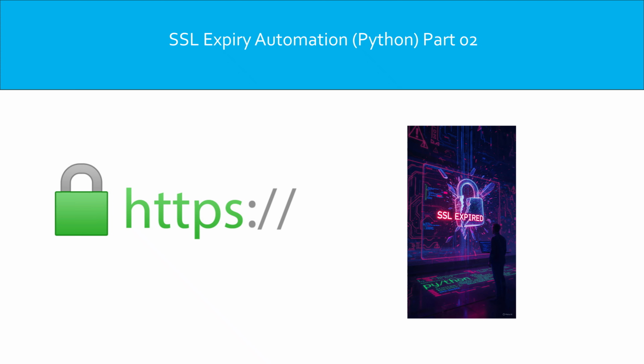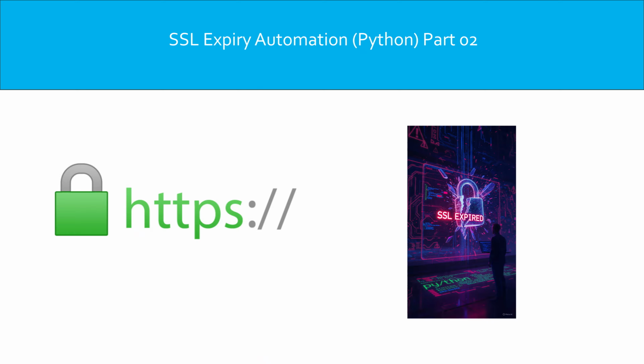All right, guys, this is part 02 on SSL certificate expiry automation, and it is a long pending session. Today, we are going to focus on why SSL is extremely important in real-world systems. It ensures secure communication through encryption, verifies that the user is connecting to the correct server, prevents man-in-the-middle attacks, and maintains data integrity so nothing gets altered in transit.